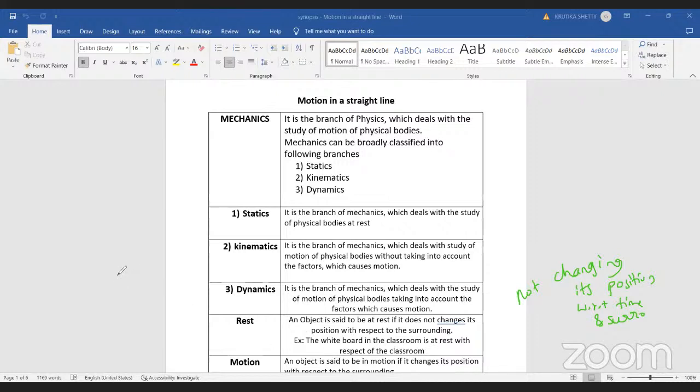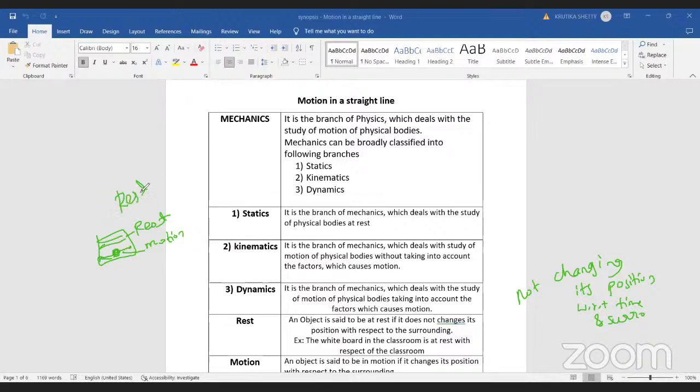So one more example we can consider. Consider I am standing in your classroom. I am standing here, you all are sitting in front of me. When the class is going on, for me you people are at rest. Suppose I am moving here and there and teaching, then with respect to you people I am under motion. But if I am standing at one position and you people are sitting at one position, this is rest. So with respect to each other we both are at rest.